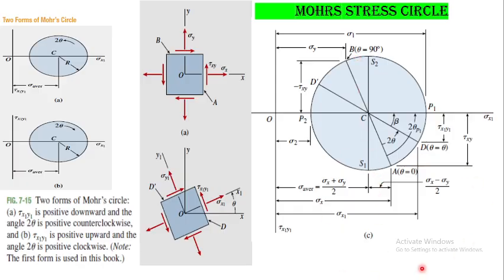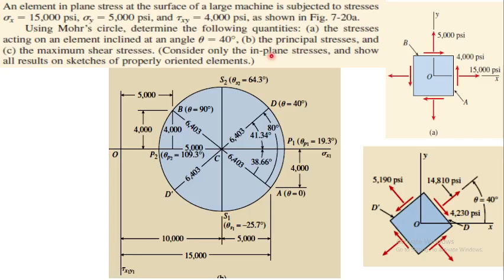Once this is done, now we can proceed to a numerical to understand this theoretical concept in a better way. An element in plane stress at the surface of a large machine is subjected to stresses sigma x 15,000 psi, sigma y 5,000 psi, tau xy 4,000 psi. So this is what it is: sigma x 15,000 psi, sigma y 5,000 psi, tau xy is 4,000 psi.